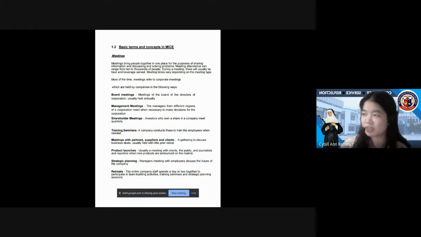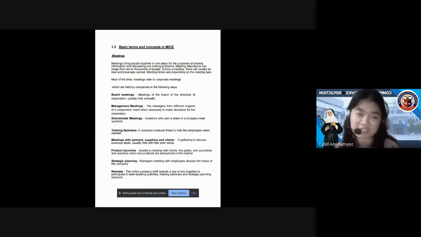When they do a product launch, they showcase the new features of the product, how much it is, and when it will be launched in stores. And they also give vouchers to those who attended the product launch, so they get discounts and additional perks. So product launches are still part of meetings. That's what Apple does if you watch them launch a new phone: they explain the features, then demonstrate it, and say when it will be released in the market.